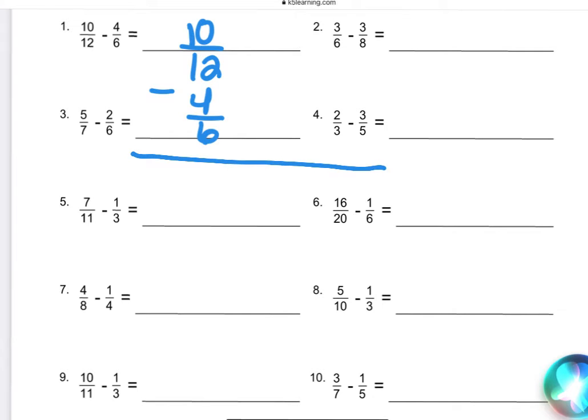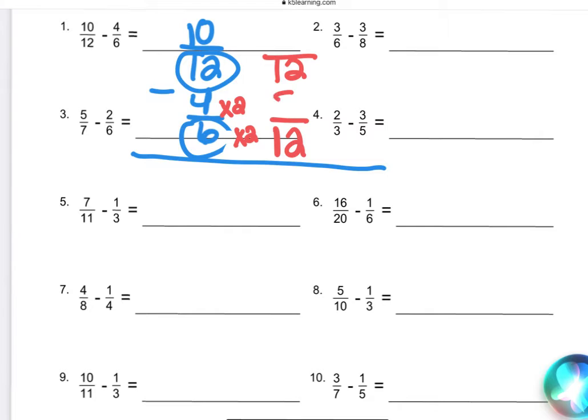The first thing that I want to look at are my denominators. I have a 6 and a 12. So I ask myself, which one is larger? Yes, 12 is larger. So 12 is going to be your common denominator because 6 will go into 12 also. 6 times what is 12? 2. And whatever you do to your denominator, you must do to your numerator. So 4 times 2 is 8. Ask yourself, 12 times what is 12? 1. Whatever you do to that denominator, you must do to that numerator. 10 times 1 is 10.